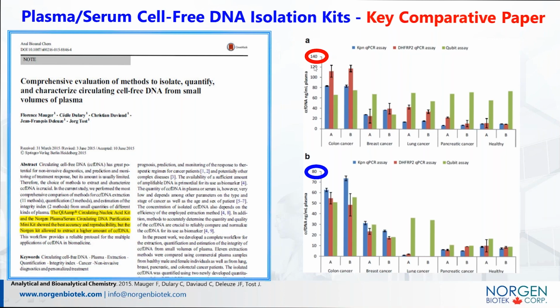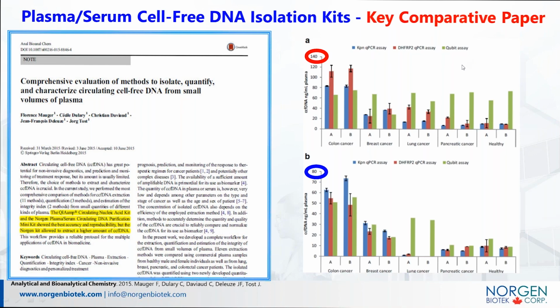If you notice the scale, ours goes to 140, theirs goes to 180. If the scale of this graph were 140, you would see a very big difference. And the best thing they did in this paper is that their quantification was based on 3 different assays: 2 of them were qPCR assays and then a Qubit assay. And the 3 different quantification methods showed the same outcome.